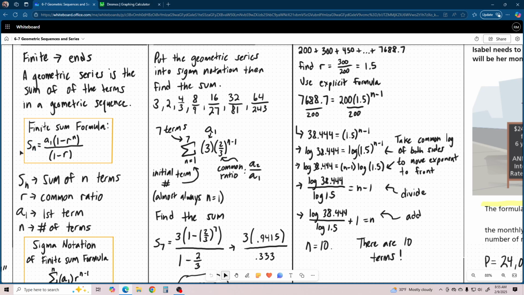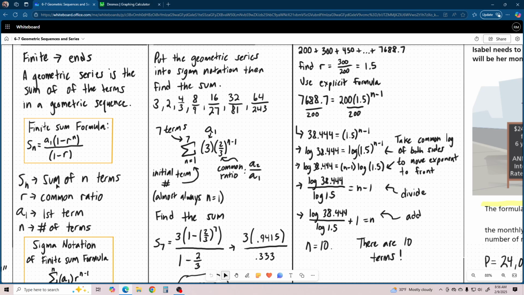In other words, the sum of all of those numbers is our initial value, a sub 1, times 1 minus our common ratio to the nth power. So if we're finding the sum of 6 terms, this n would also be a 6. Whatever the n is down here, it matches the n that's up here. And this is over 1 minus our common ratio. So this is our formula. If we use this, we can find the sum of all of these terms in our geometric series.